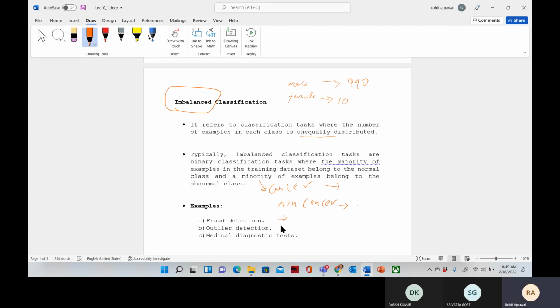Outlier detection, that means something unexpected in some data, maybe in an image or maybe something related to machinery, it can be anything. Medical diagnostic test, okay? Sometimes we have some blood tests, and out of 100 there may be one patient that may have the wrong test reports. So imbalance means the data is not balanced here. Clear? What is imbalance classification?